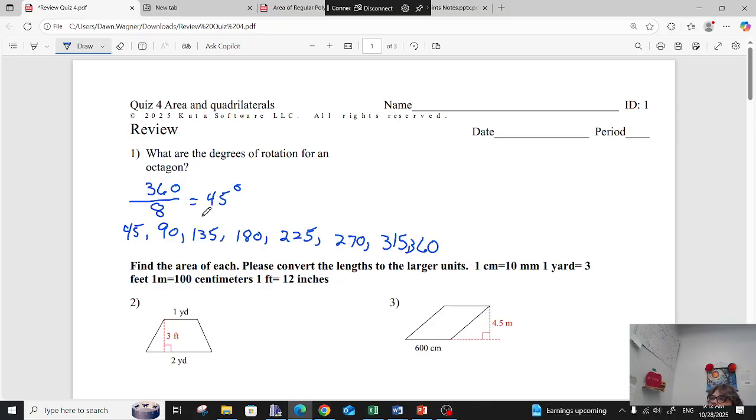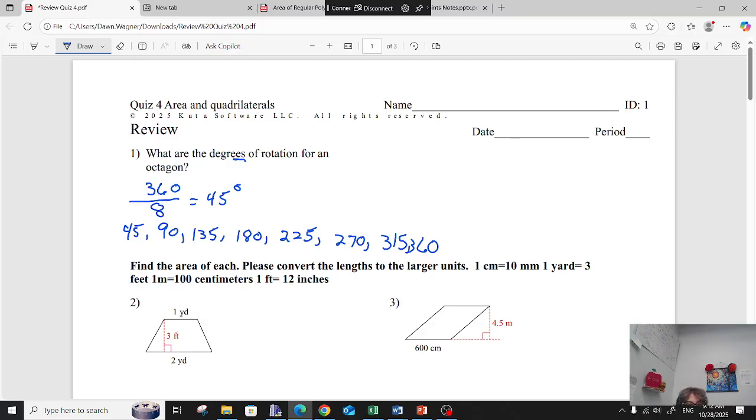You just keep adding 45 to itself. No, it's the degrees of rotation. The degrees would be 45 is one rotation, but another rotation is 90, another rotation is 135. That's all the rotations, right? Make sense or doesn't make sense? Okay, everything makes sense.